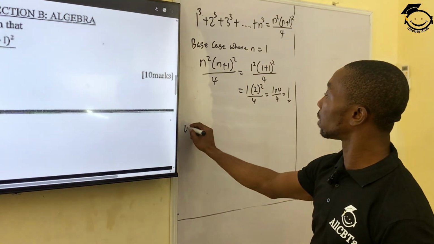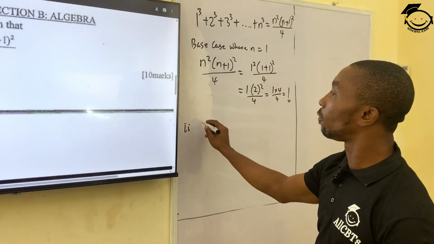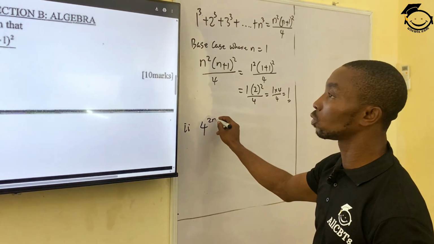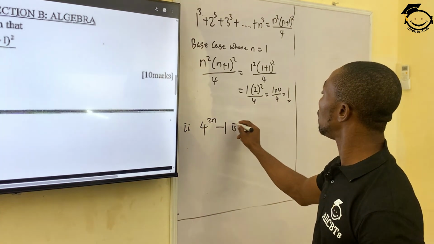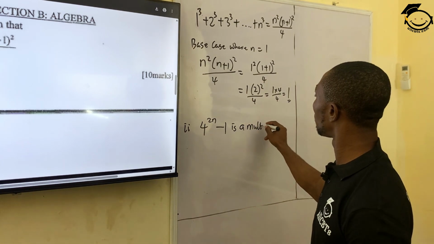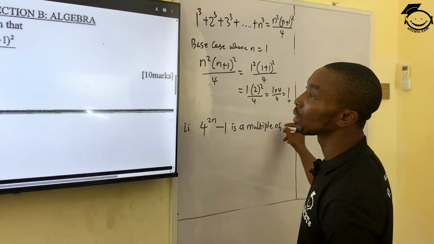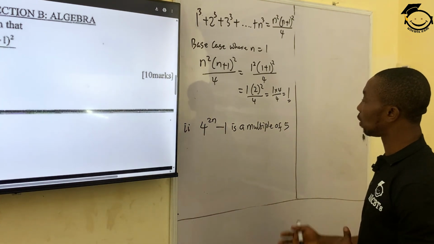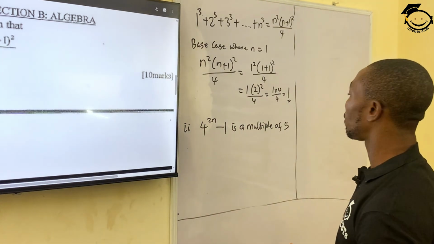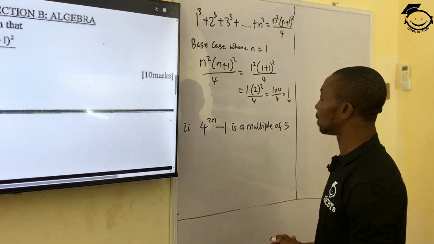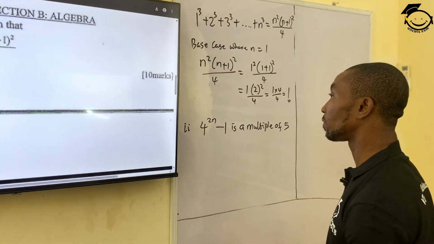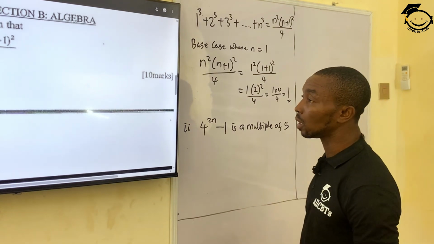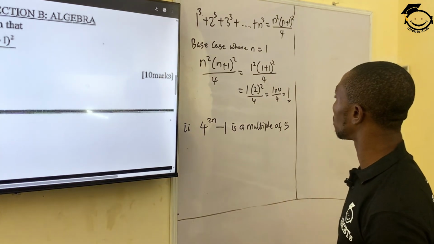Now, for the second part, where we have 4 raised to power 2n minus 1 is a multiple of 5. Now, what are multiples of 5? Multiples of 5 are numbers that 5 can divide easily without a remainder, like 10, like 15, like 20, 25. All those are multiples of 5.